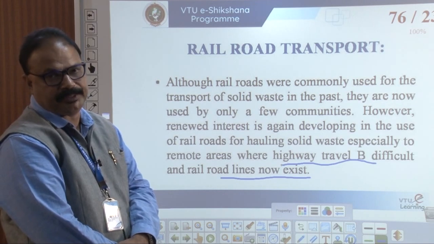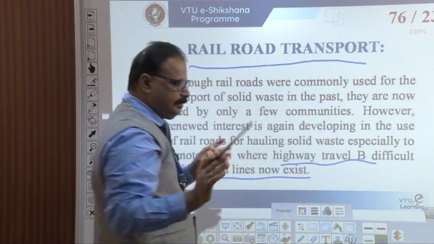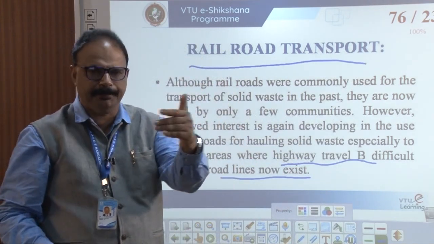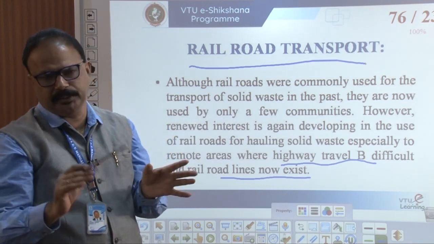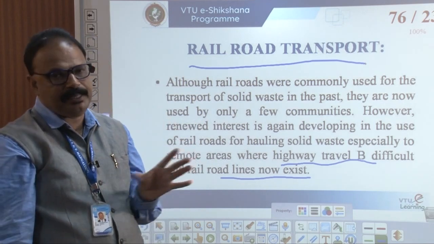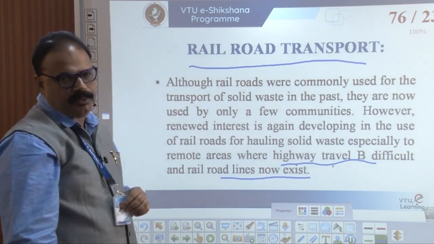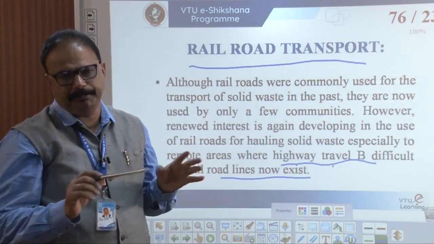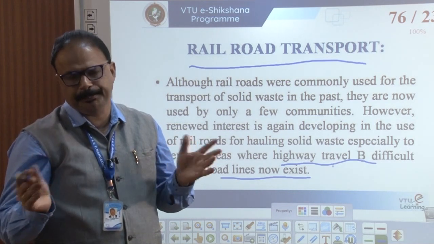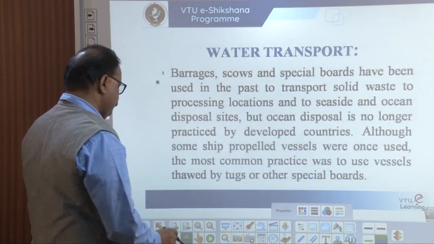This one, methods of transportation: railroad transport. The train takes all the containers filled with waste and dumps them in one remote area where it is available. When highway travel is difficult, and it is very difficult to get dump yard land or there is any other problem, this type may be used, railway in some countries.